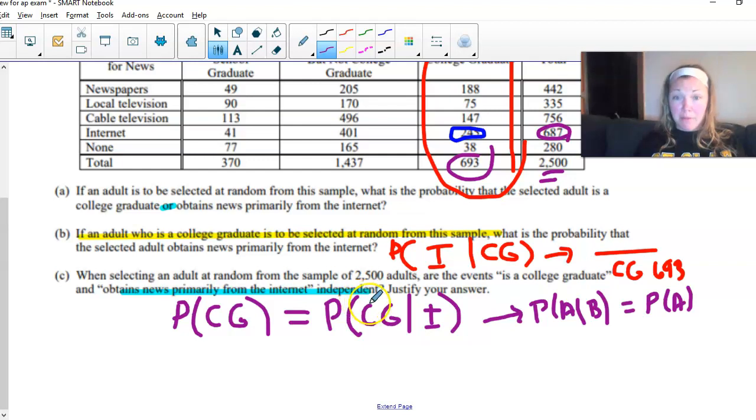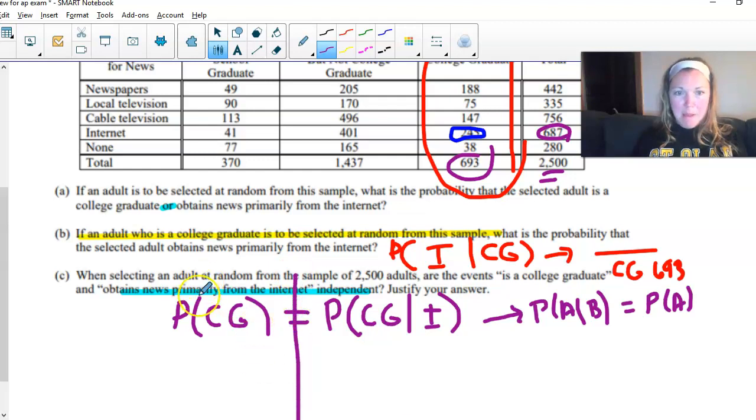So when selecting an adult at random, 2,500 students, college graduate, and gets their news from the internet, independent. So I just did it backwards. I did the college graduate first. It doesn't matter. Okay, so I flipped it. I didn't do the conditional first. Draw your line, right? Probability that they're a college graduate. I don't care about any conditions.